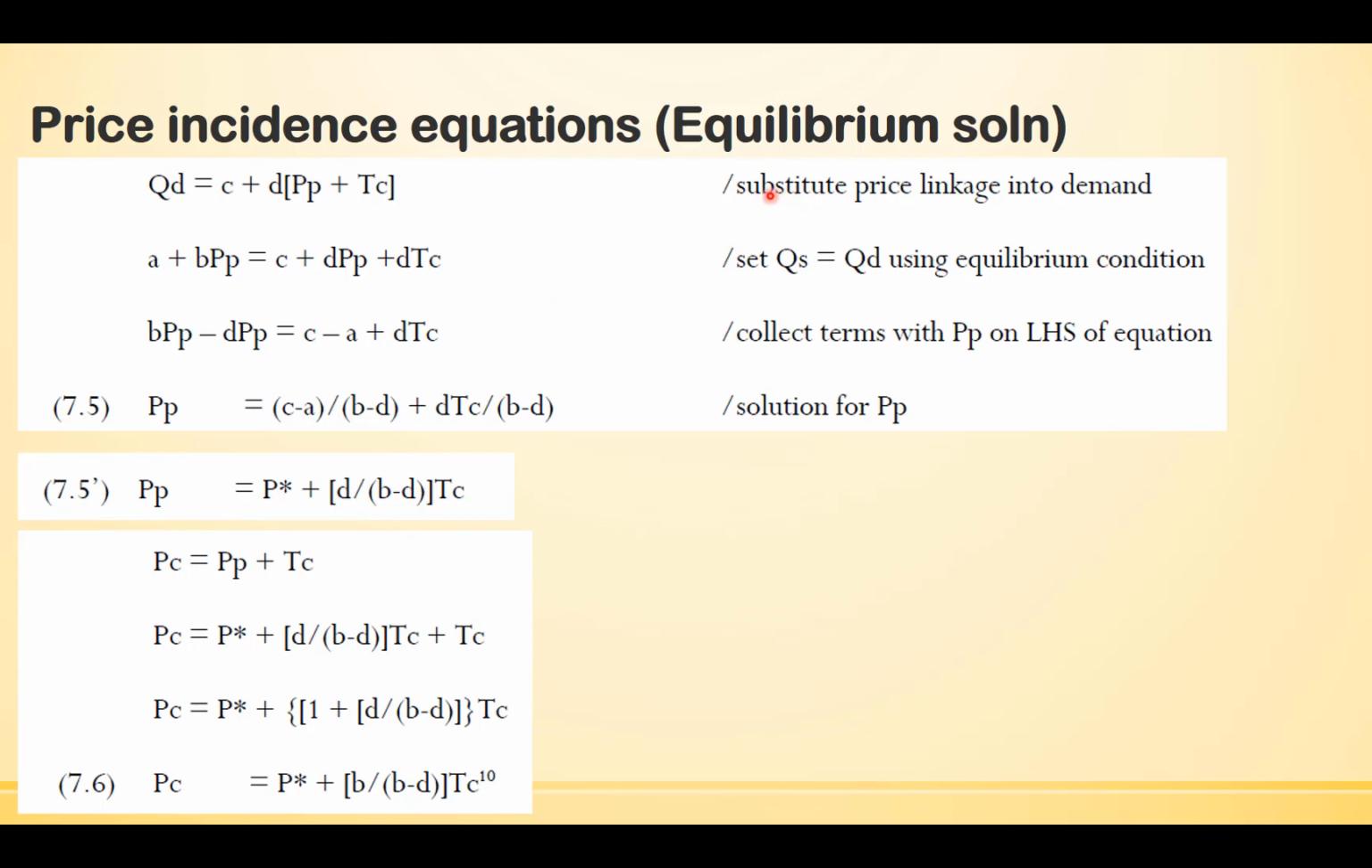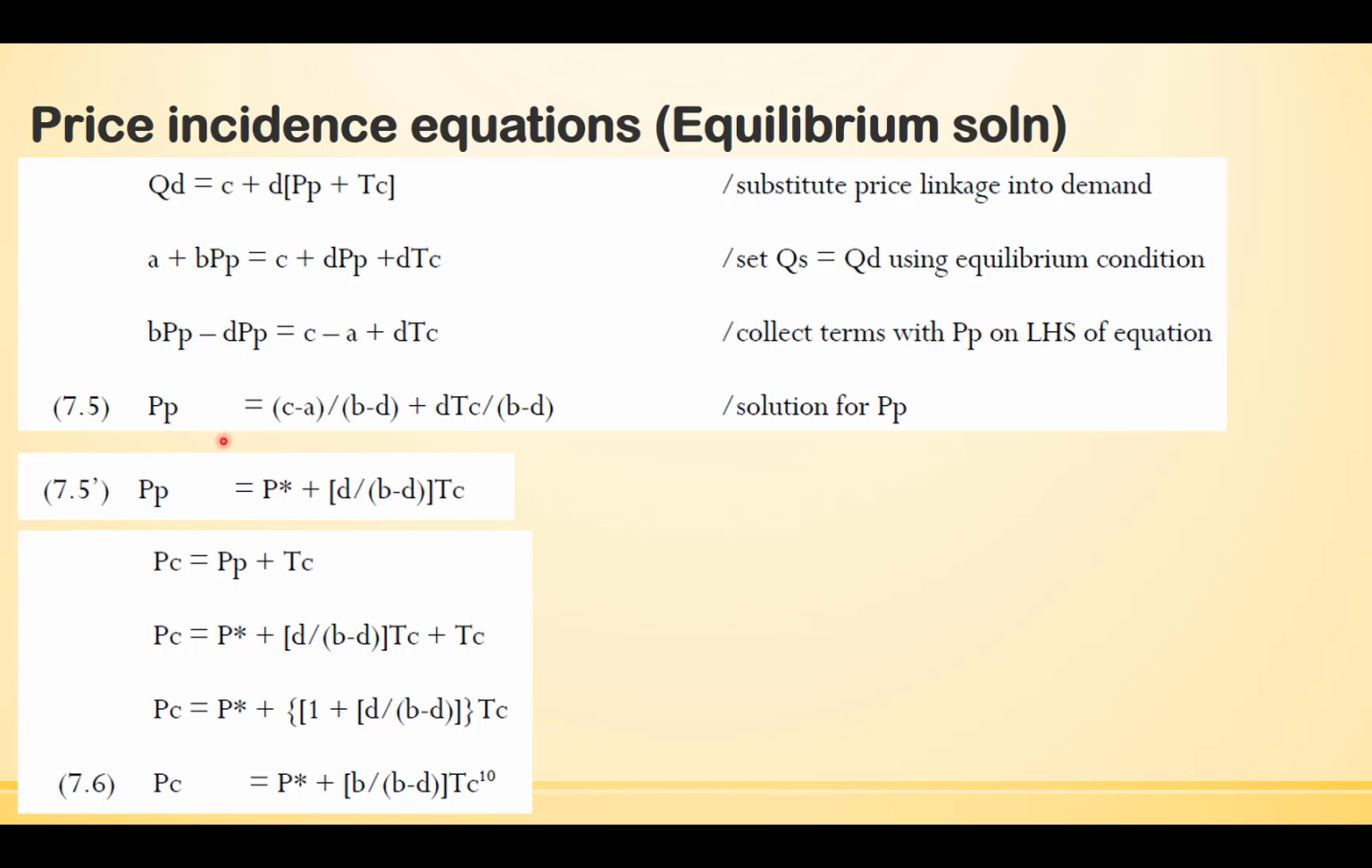Okay, and so that's what happens here in the first step. So substitute the price linkage into the demand equation, so you end up with this new version of the demand equation where it's now the slope of demand multiplied by everything in brackets here, the producer price plus the tax. Now we can use the market clearing or the equilibrium condition to set supply and demand quantities the same, and you have the same approach as before, but now our target variable to solve for is the producer price. Collect the terms and put them on the left hand side, and then we end up with this solution.